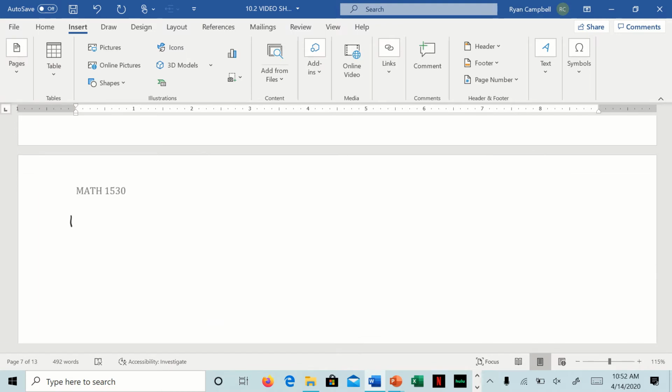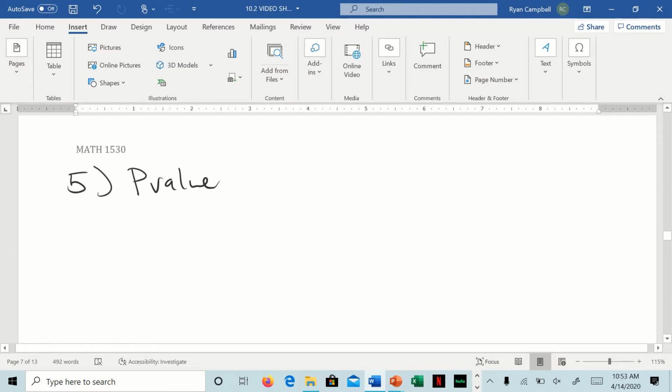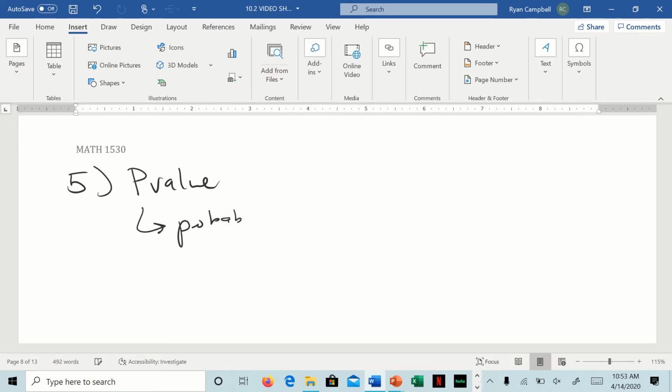All right, step 5, p-value. Some of y'all may be thinking that you see the answer, but let's think about this. What is a p-value? What does the p in p-value stand for? Probability. Can a probability be greater than 1? No, it cannot, right?